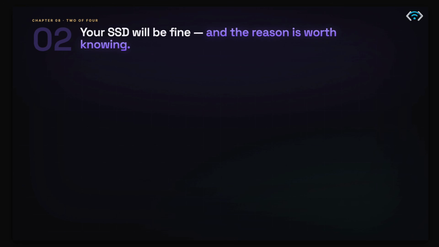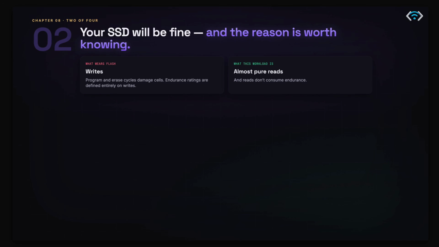2. Your SSD will be fine, and here's why. The objection you'll hear is that streaming 17 gigabytes per token will destroy the drive. It won't, and the reason is worth knowing. Flash wear comes from writes, the program and erase cycles that damage cells. Endurance ratings are defined entirely on writes. This workload is almost pure reads, and reads don't consume endurance. Your drive will outlive your interest in this experiment.